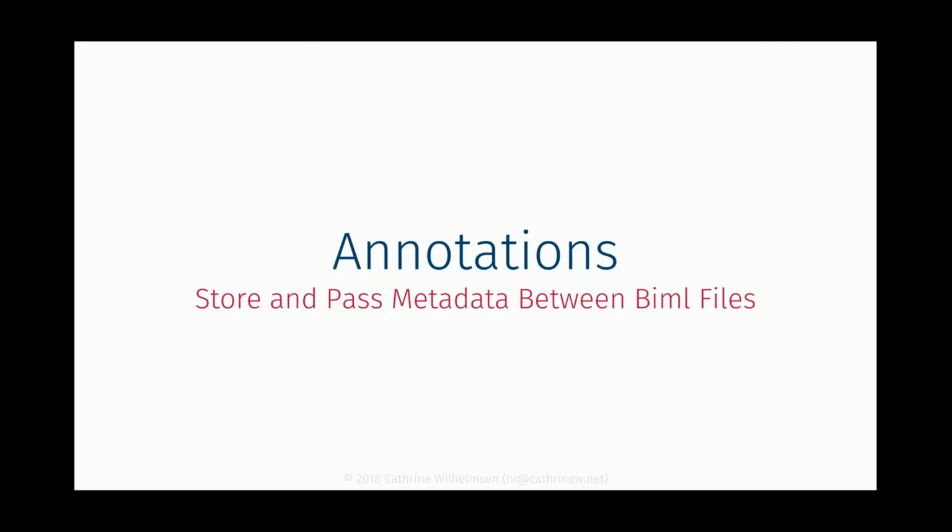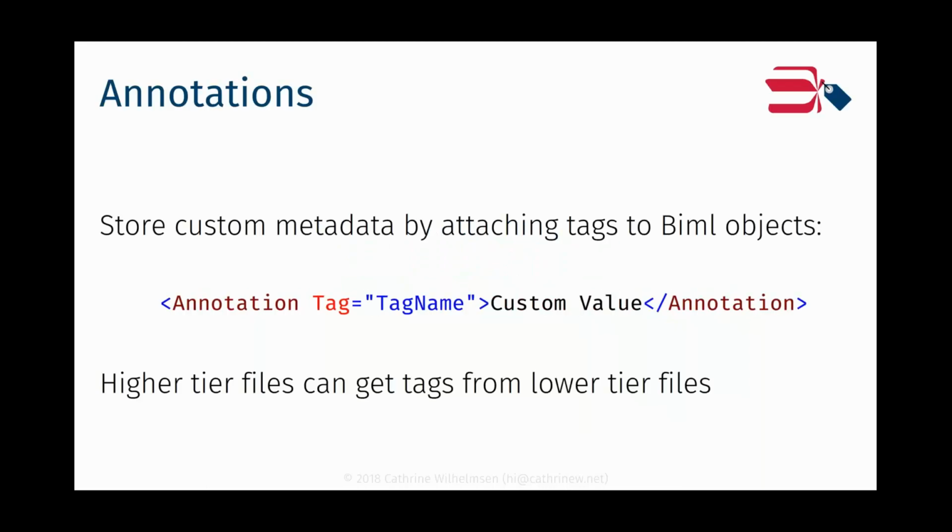When you're using tiered BIML files, you need to specify a way to grab some kind of metadata from a lower tier BIML file in the next tier BIML file. And to do that, you specify something called annotations. Now, annotations are not like SSIS annotations. SSIS annotations are just comments inside your package. BIML annotations are where you can actually store custom metadata by attaching little tags to your BIML objects.